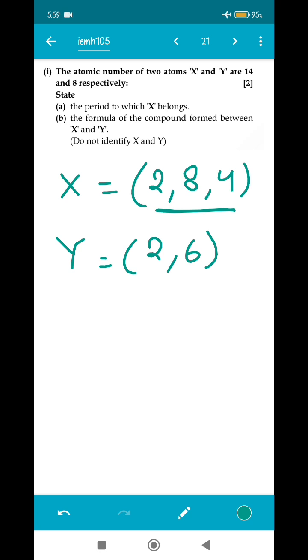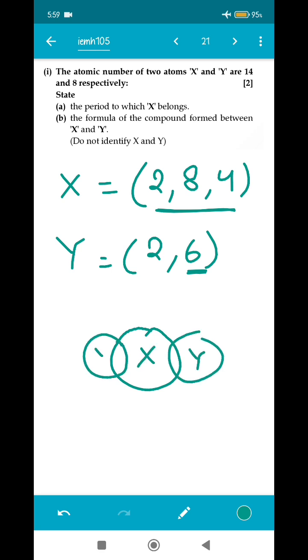As we can see that both X and Y are non-metals, that means they are going to form a covalent bond. So Y needs 2 more electrons in its valence shell in order to become stable, but X needs 4 more electrons in order to become stable. So what can we do? There will be X at the center and there will be 2Y. So the formula of the compound is going to be XY2.